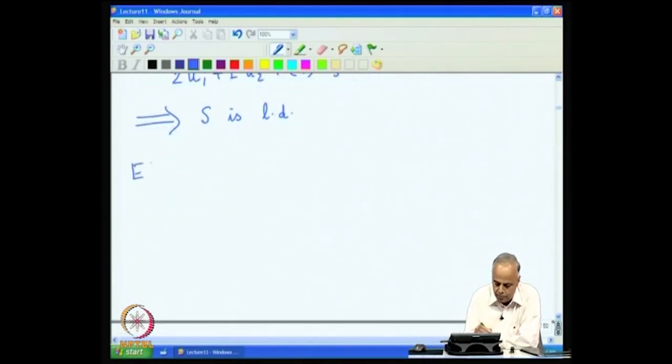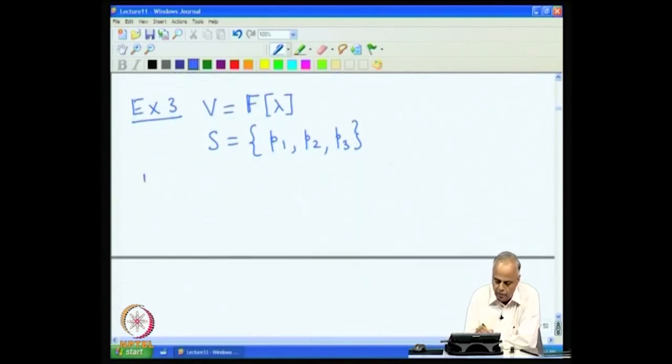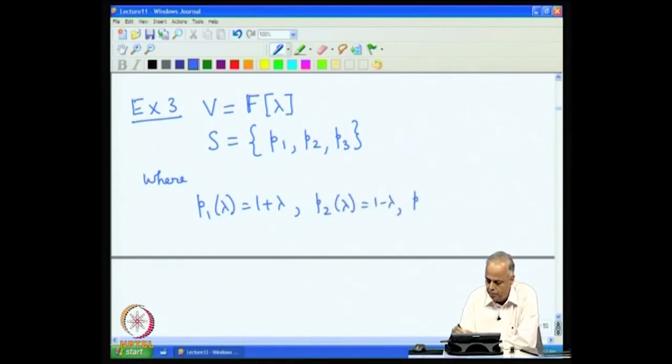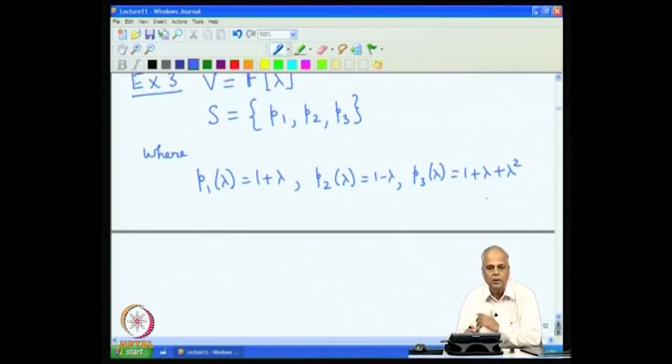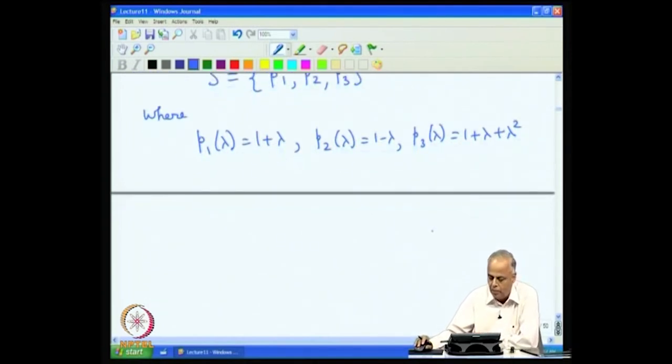Let us look at another example. Let us take the vector space V to be the vector space of all polynomials in lambda with coefficients from the field F. Let us take the set S to consist of the 3 polynomials P1, P2, P3, where P1(lambda) is 1 plus lambda, P2(lambda) is 1 minus lambda, P3(lambda) is 1 plus lambda plus lambda square. So, we have a finite set of 3 vectors. Vectors here are polynomials because this vector space consists of polynomials.